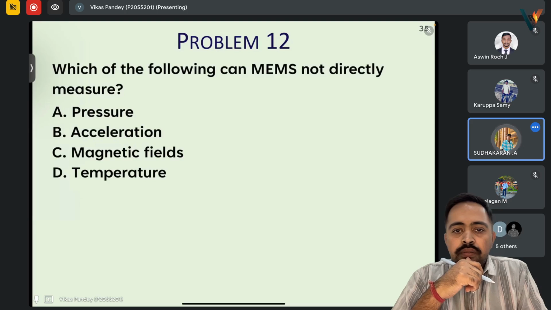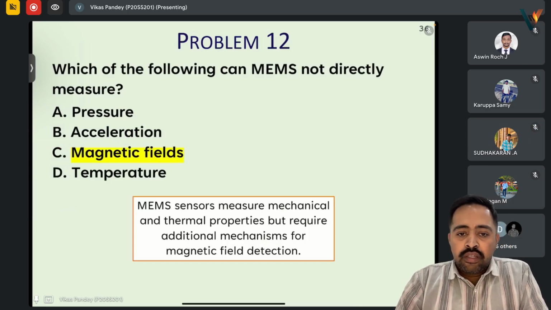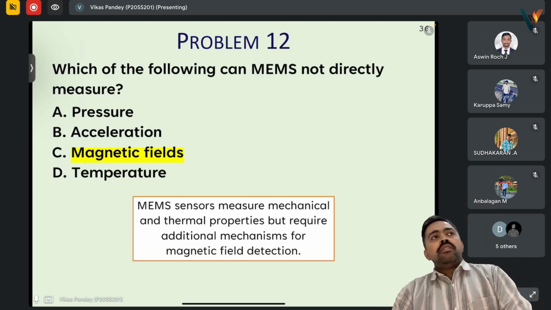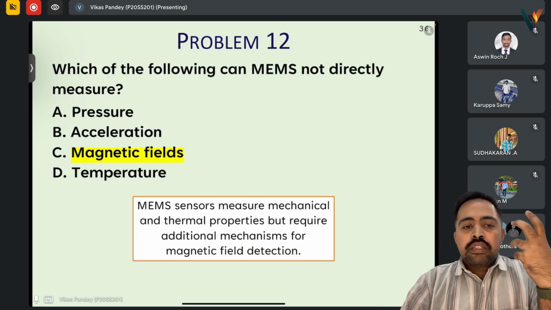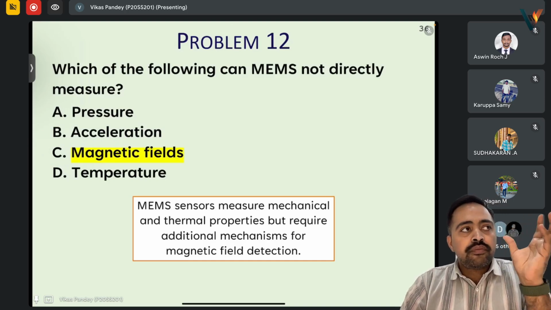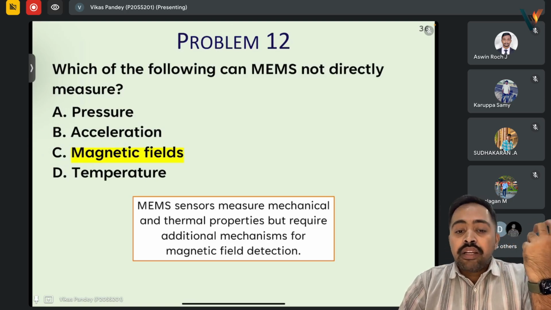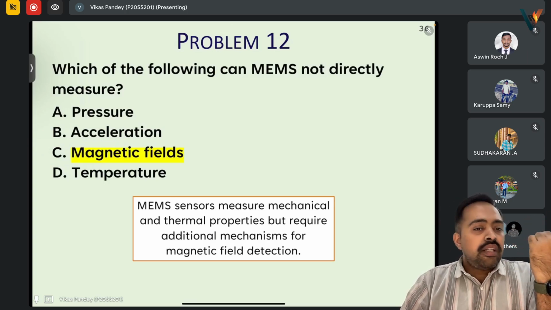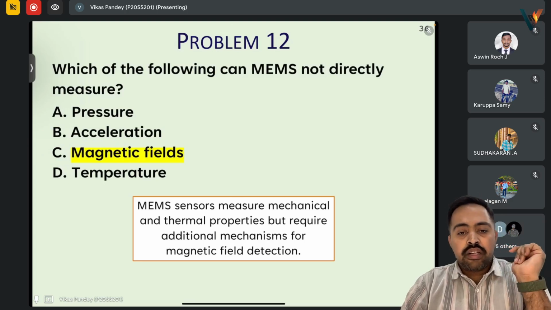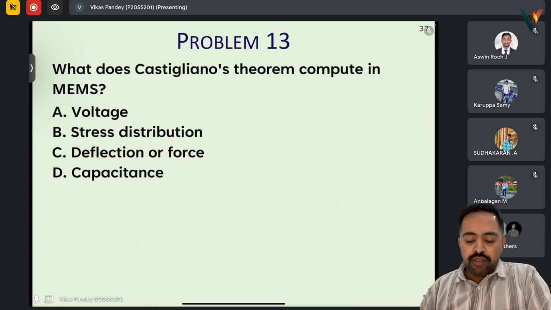Yes, anyone? Magnetic field. MEMS sensors measure mechanical and thermal properties, but magnetic field and these things, since we saw that these forces are less effective in the micro scale. That is why we will need an additional mechanism to detect magnetic field. Whereas temperature, acceleration, pressure can easily be detected since they depend on and define the mechanical and thermal properties.